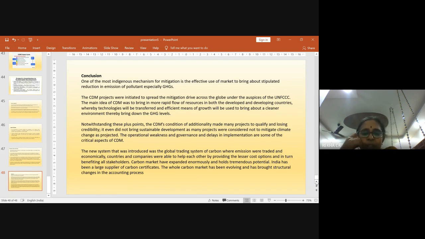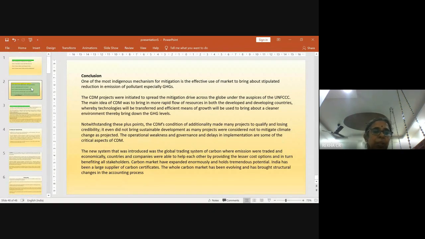So the new system that was introduced was the global trading system of carbon, where emissions were traded and countries and companies were able to help each other by providing lower cost options and in turn benefiting all stakeholders. The carbon market has expanded enormously and it holds tremendous potential. India has been a large supplier of carbon certificates. The whole carbon market has been evolving and it has brought structural changes in the accounting process. So this is about the last unit, that is unit 5.